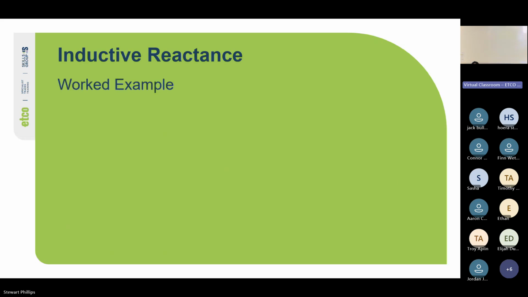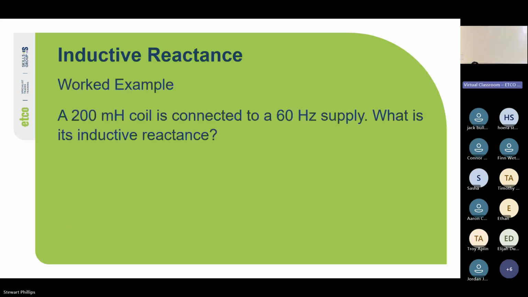So let's have a look at an example. We have a 200 millihenry coil that's connected to a 60 hertz supply. What is the inductive reactance? Remember the formula from before, XL equals 2 pi FL. I want you guys to have a go at answering this question. I'll give you the formula here: XL equals 2 pi FL. Just remember that the frequency is given to us as 60.